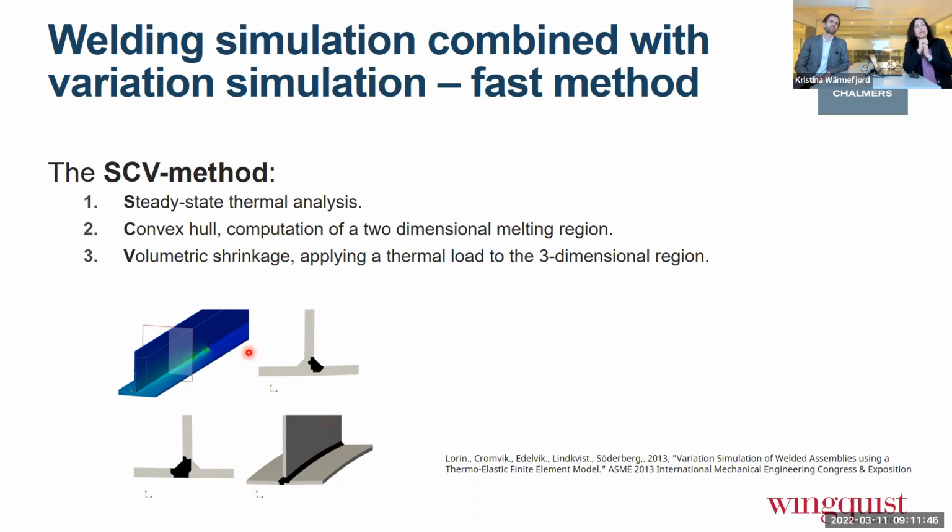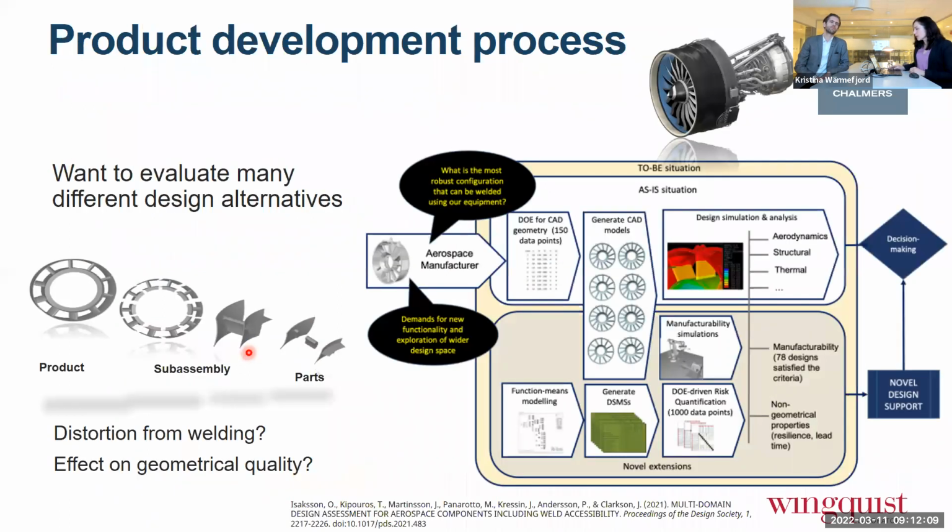And this method is much faster, so it maybe takes like minutes instead of hours. And perhaps a little less accurate, but still accurate enough in most cases to evaluate different design alternatives to do this kind of screening. So we use this method. And if I go back to this one, you see here that we have all those design alternatives here. And using this faster method, we can evaluate them and see what distortion we will get from the welding.